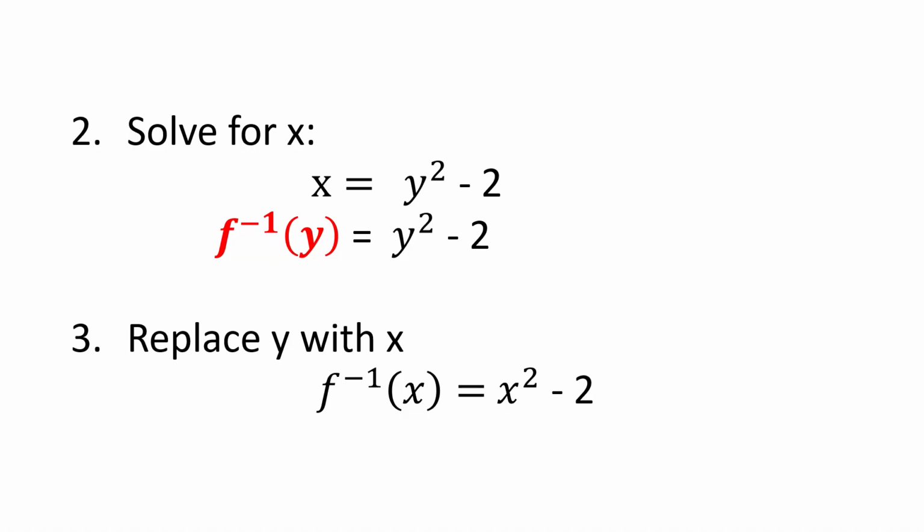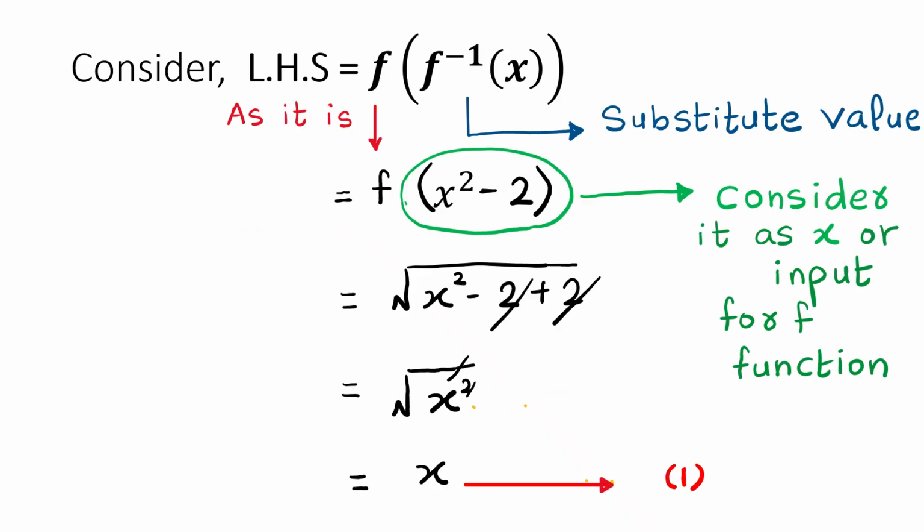After solving for x, plug in its value, which is f inverse of y, and then replace y with x to get the required inverse. Consider the left hand side, which is f of f inverse of x. Write this f as it is and substitute the value for this inverse function, which is x squared negative 2. Now consider this x squared negative 2 as x, or input, for this f function.